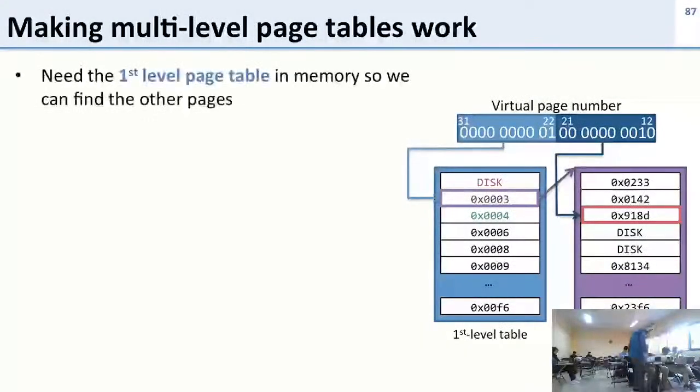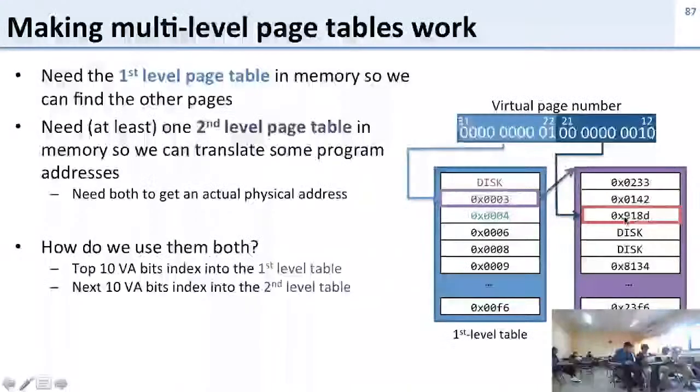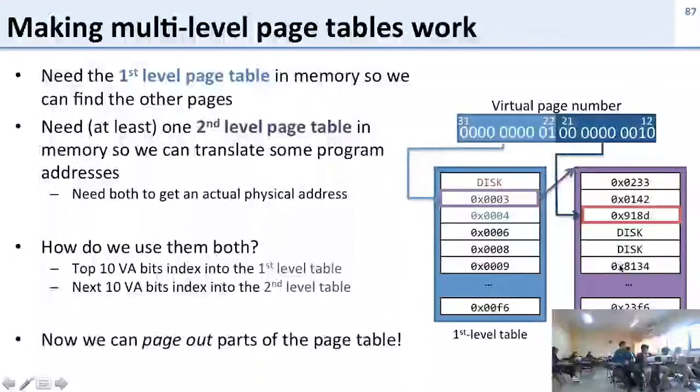So to make these page tables work, we have to keep our first level page table in memory at all times so we can find the other pages, and we need at least one second level page table in memory at all times so we can do actual translations. Because remember, it's this table which gives us the translations for the program. So how do we use them both? We divide up our virtual page number. We send some of the bits to choose the entry in the first level table and some of the bits to choose the entry in the second level table. The benefit of this is that now we can page out parts of the page table so we don't have to keep it all in memory for every program all the time.